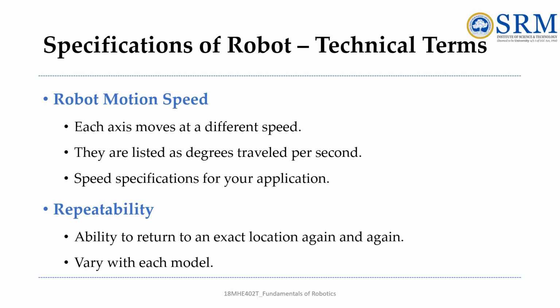And next is the robot motion speed. Imagine a robot with different parts that can move. Each of these parts can move at its own speed, and this speed is measured in degrees traveled per second. It's like saying how fast your car can go in miles per hour.